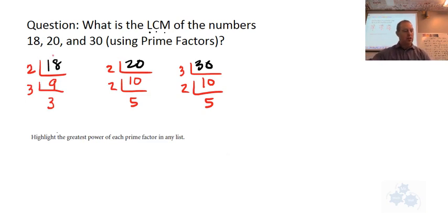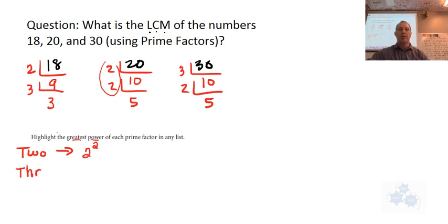Highlight the greatest power of each prime factor in a list. So for this one, let's look at the 2's. There are 2's in each list. So what is the greatest power of 2? That is, which list has the most 2's? It's this one right here, you see? There are 2 2's here. There's only 1 2 there and 1 2 there. So we have 2 squared. That's the greatest power of the prime factor 2.